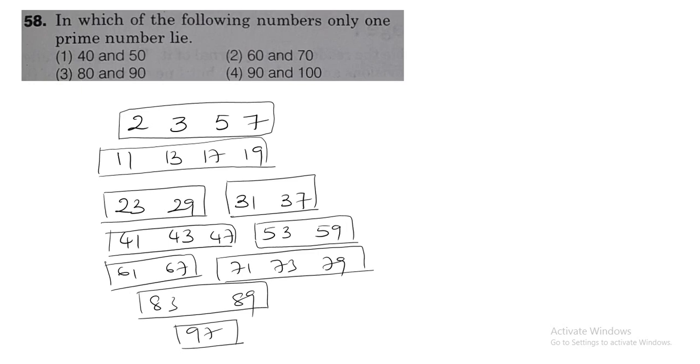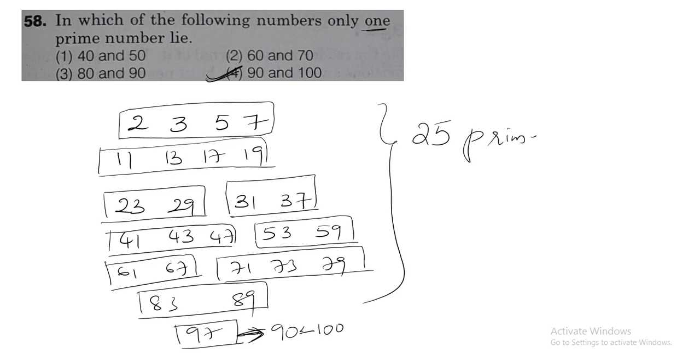Okay, so from this we have only one prime number, so this 97 is nothing but a single prime number which is lying between 90 and 100, right? Hence the answer is option 4. So totally, if you observe, there are 25 prime numbers from 1 to 100. If you consider numbers from 1 to 100, we are having 25 primes among them. Okay, you need to remember these 25 prime numbers, because anywhere in the exam he may ask.